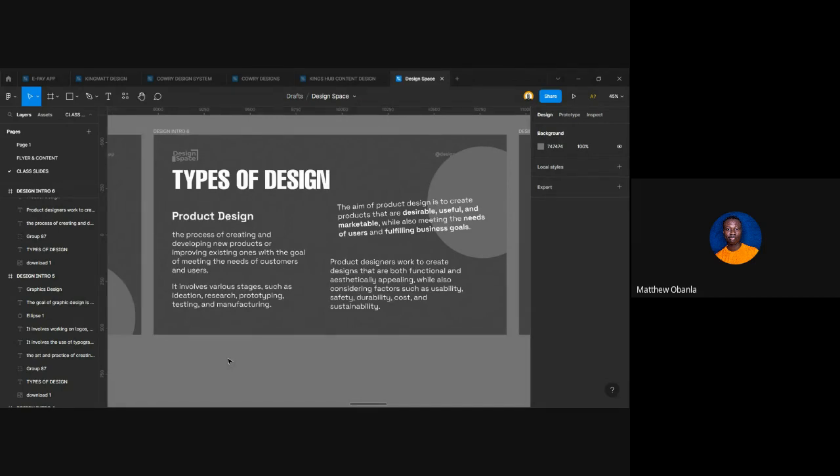Product design can also cut across web design too. If you are someone that has been using Facebook for a long time, you know the way Facebook looked in 2015 or 2016, the user interface of Facebook then. You understand that Facebook has improved. If you notice, back then, whenever you were chatting on Facebook, the chat always came on the top.